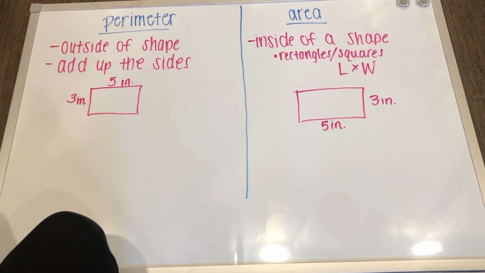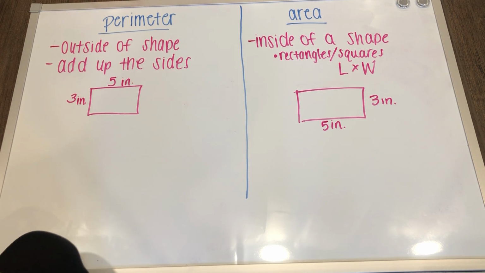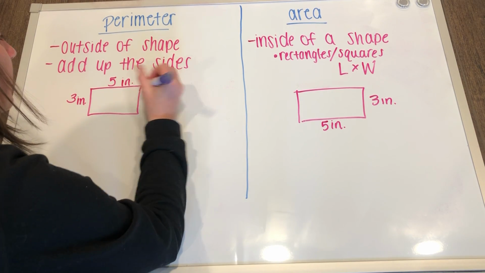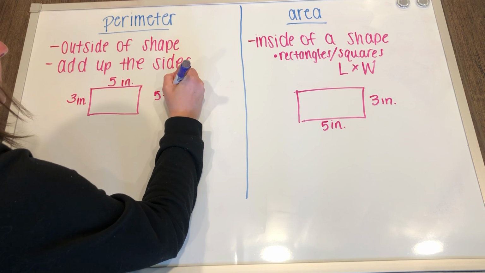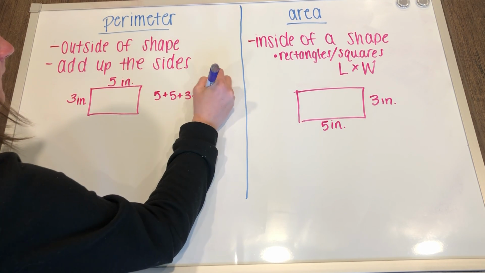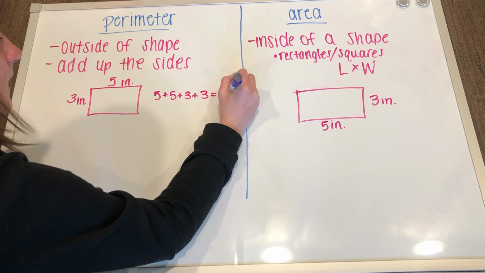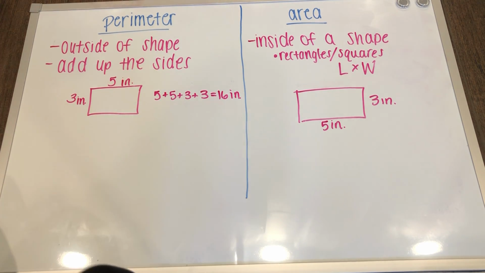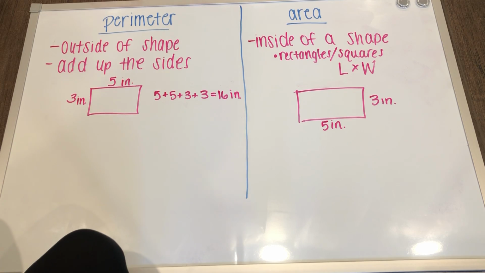So perimeter is the outside of a shape, and all you have to do is add up the sides. This is true for any shape to find the perimeter. So for this, we're gonna add our 5 inches here plus our 5 on the opposite side plus 3 inches as our width plus the opposite side, and we end up with 16 inches. Okay, so that's how we find the perimeter of a shape.